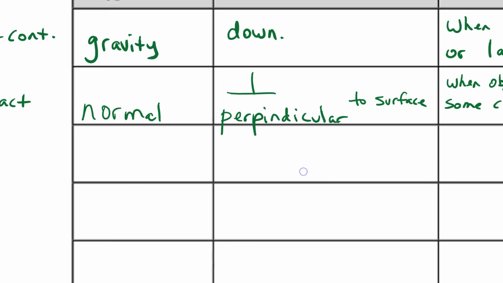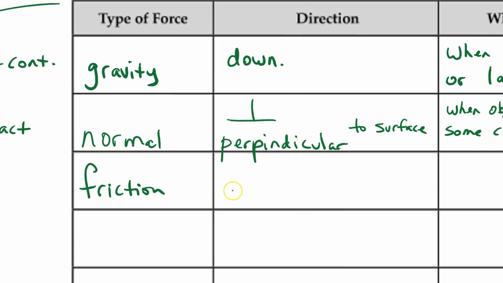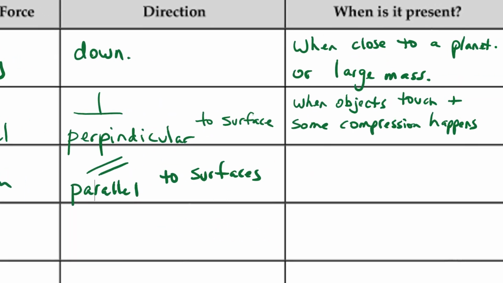The next one that we covered was friction. The direction for this one is going to be parallel to the surfaces that are in contact. Parallel means, like, there's the symbol for parallel. When is it present? When the objects are touching, and not compression like up and down, but rather when some sideways shearing takes place.